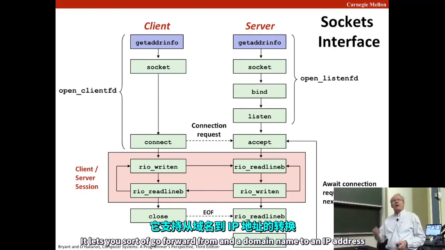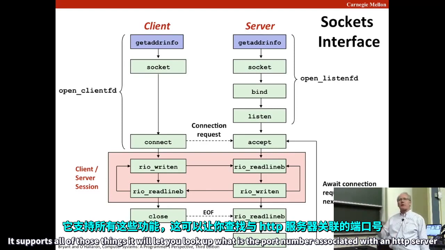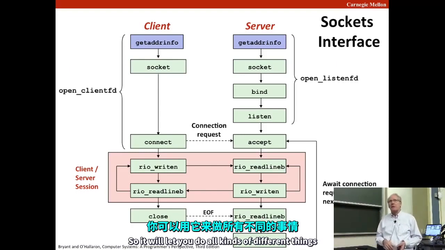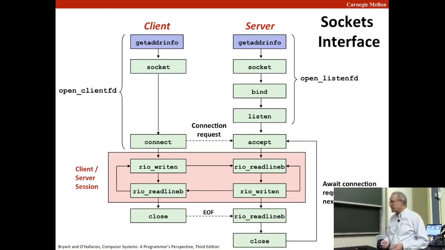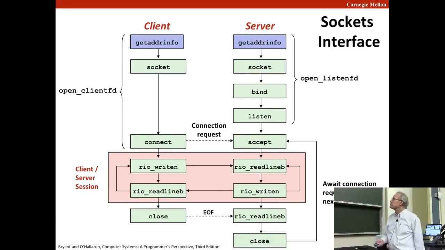It lets you go forward from a domain name to an IP address. It lets you go backward from an IP address back to a domain name. It supports all of those things. It will let you look up what is the port number associated with an HTTP server. So it will let you do all kinds of different things. And as a result, it's a big and messy API with a zillion features and parameters and so forth.